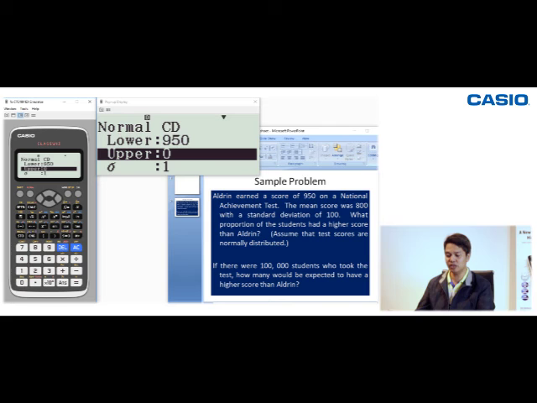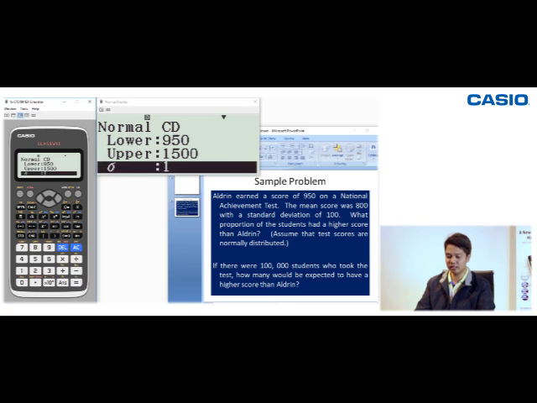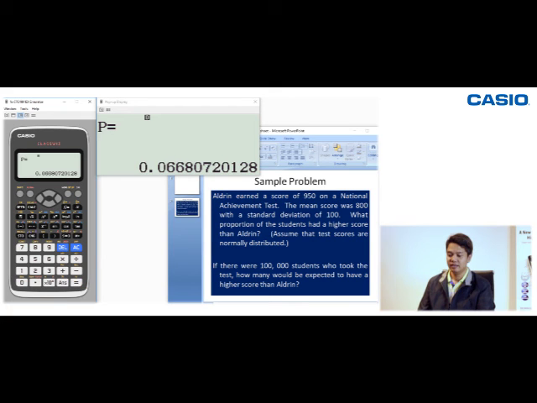So we can use 1,100 or more. Just to be safe, we can use 1,500. Doing that, and then pressing equals, since the sigma is 100, and again keying in the mean mu, which is 800, we also have the same probability. Almost the same, just the last few decimal places are different.